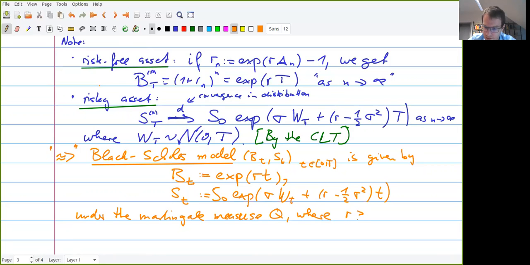So the dynamic we derived here is actually already given under the equivalent martingale measure. So if you have a measure Q which looks at this dynamic, the moment I tell you what this W_t is, you can verify that this is a martingale. And this is what you already can verify by the knowledge you have. So r is the interest rate, okay, and sigma is called volatility.